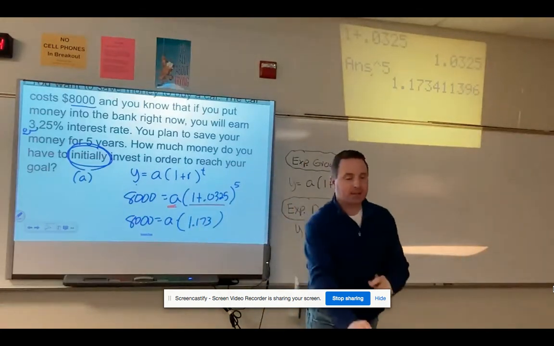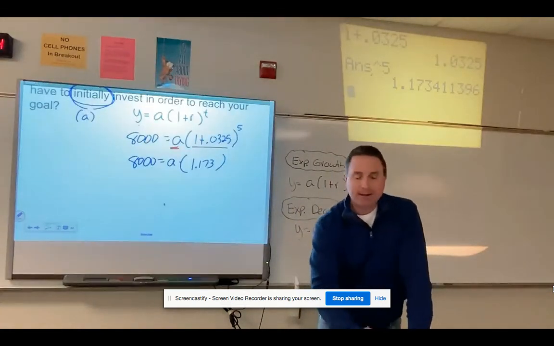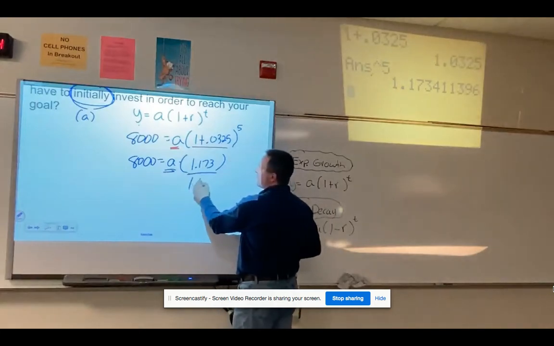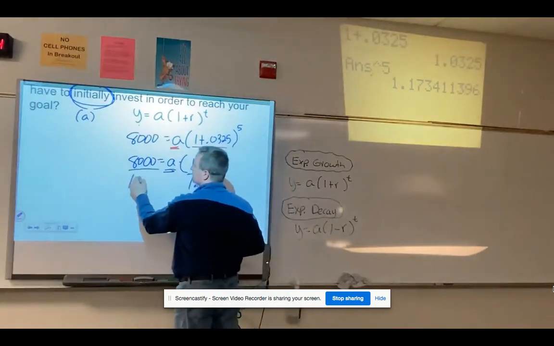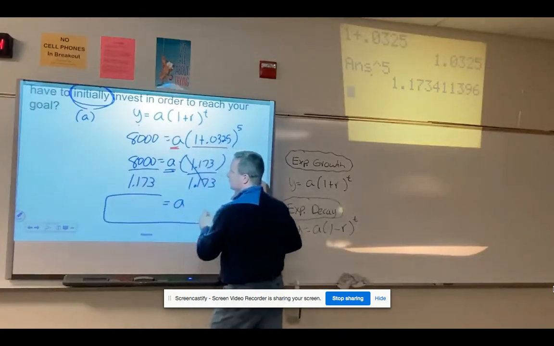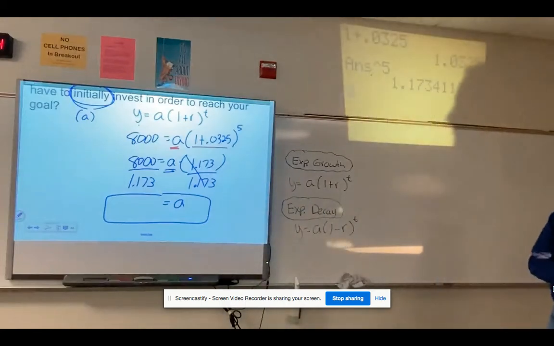Okay, and then to solve for a, it's just a little algebra problem. If I want to get a all by itself, here's a. It's being multiplied by that. We're going to divide by 1.173. They cancel. And that's going to tell me how much I should initially invest.